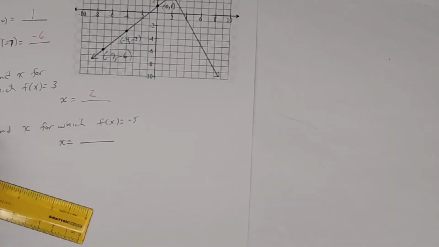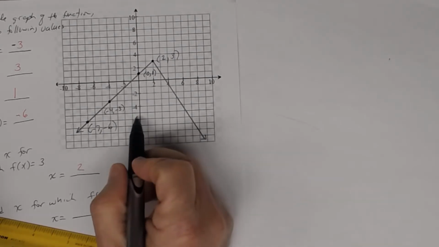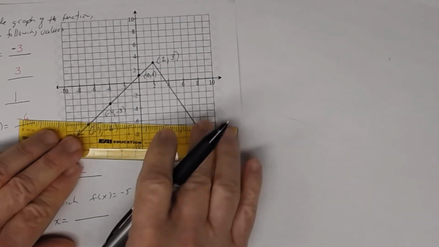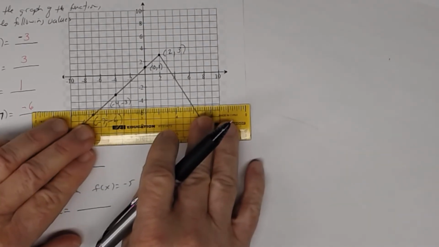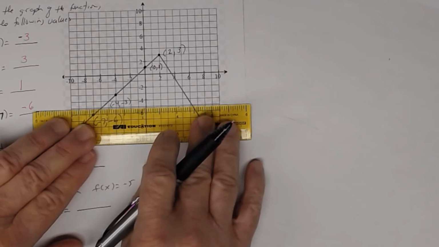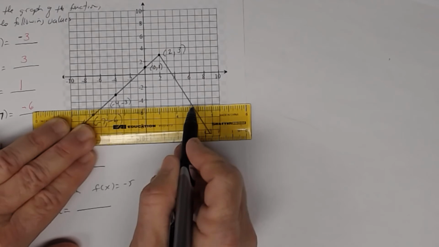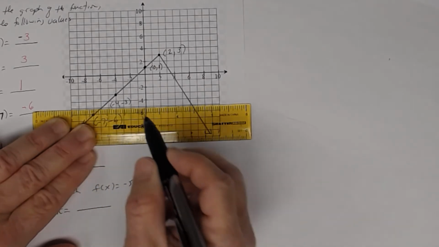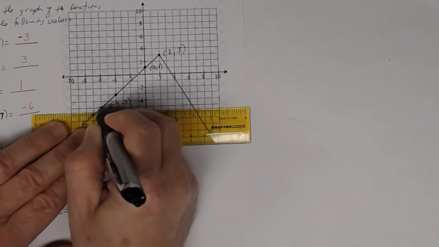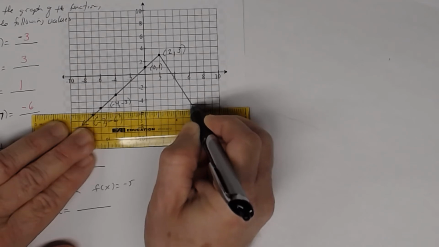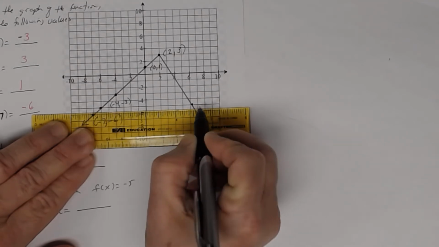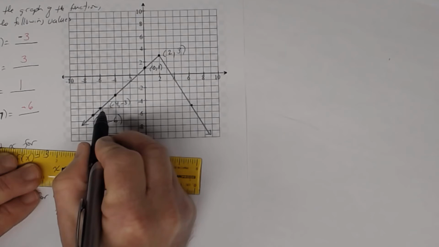All right, so let's look at this. When y is negative 5, I'm going to locate negative 5 on the y-axis. That's here. Notice I'm going to put my ruler horizontally on this. And so when y is negative 5 right here, I actually have 2 points where y is negative 5. There's one here, and there is one here.